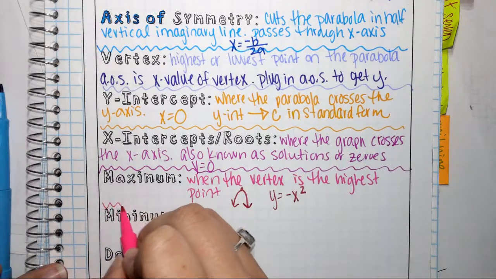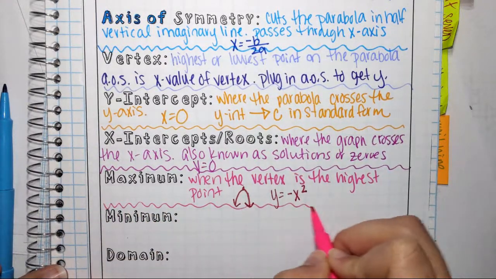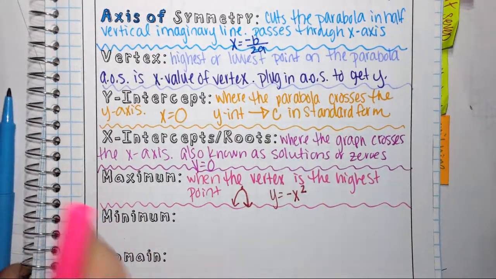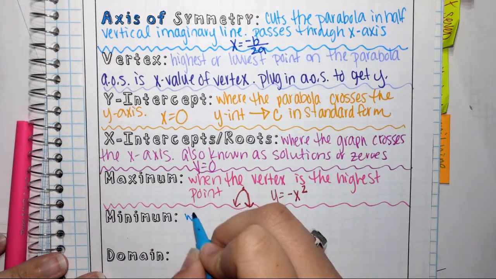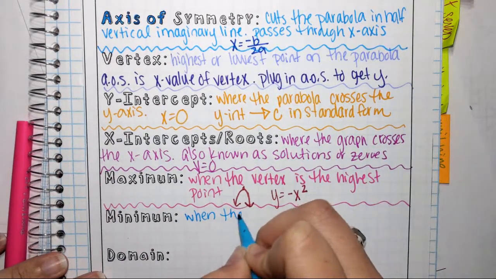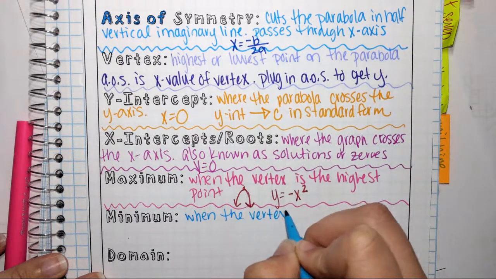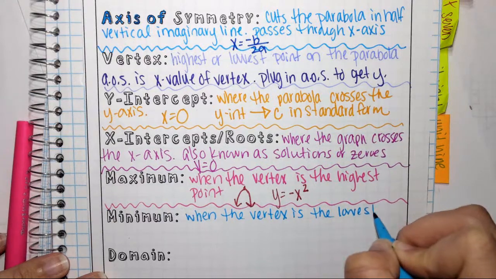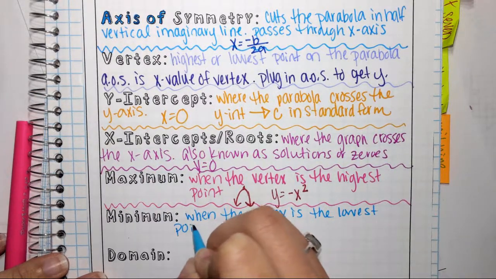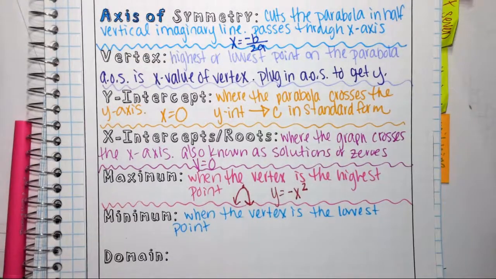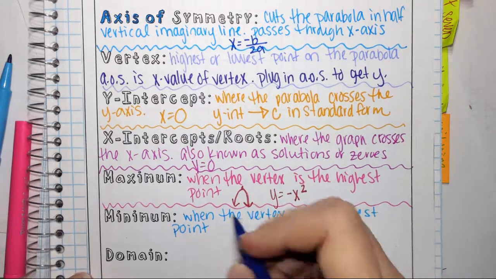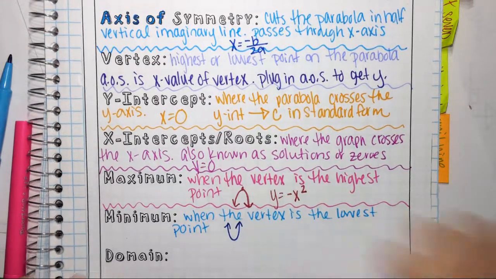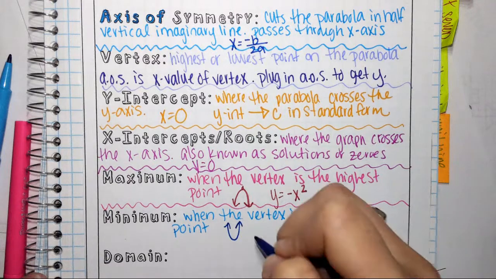All right, what about a minimum? The lowest point, when the vertex is the lowest point. Take a point. And how does it open whenever we have a minimum? Take a point. And what is x squared, positive or negative, when it opens upwards? Positive. Good. Take a point.